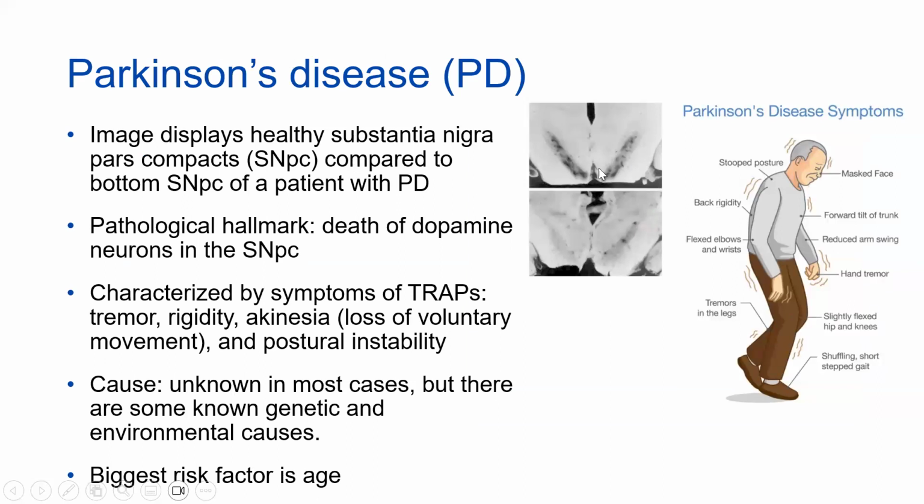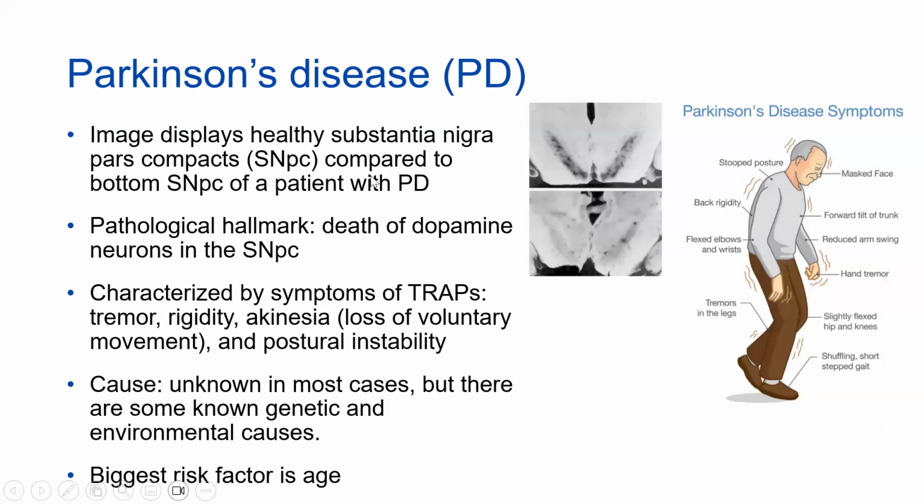And so this top image here, if you can see my mouse, you can see that dark pigment. And in this bottom image, that dark pigment is gone. And so Parkinson's disease occurs when these dopamine neurons die.